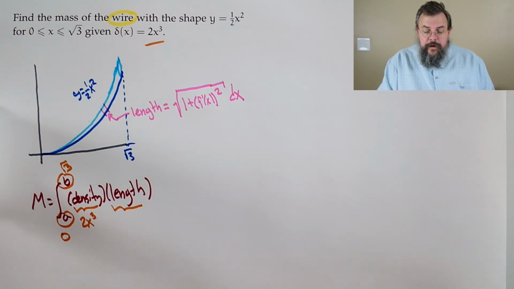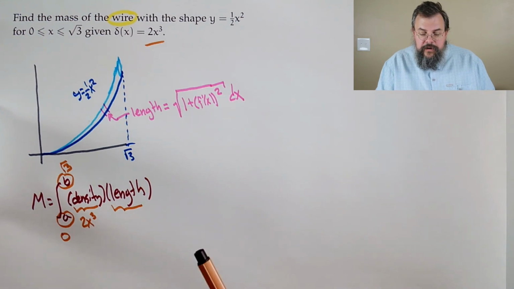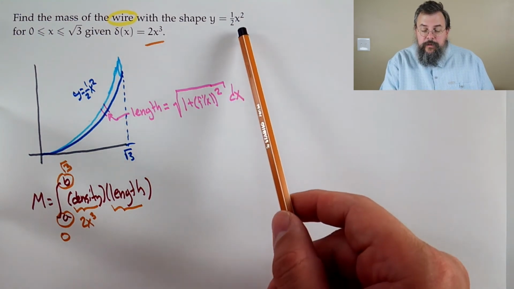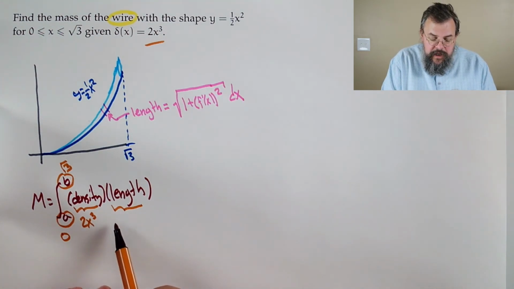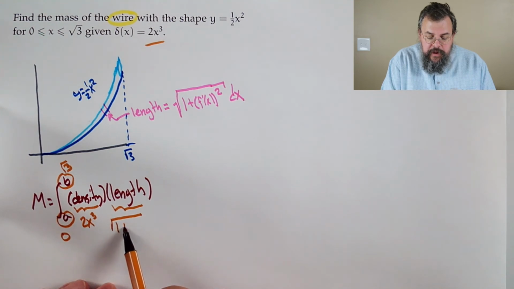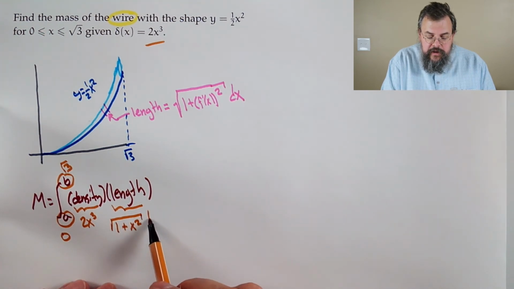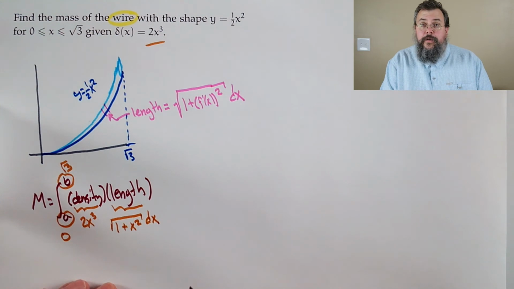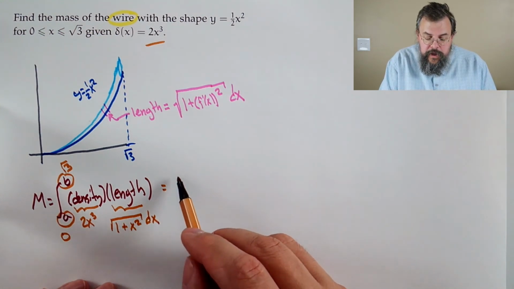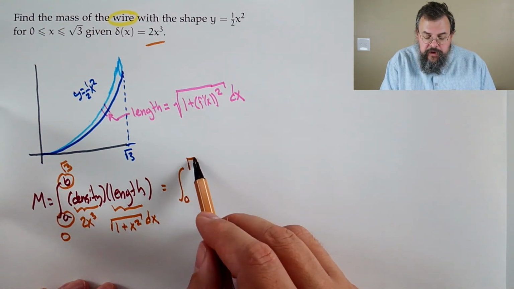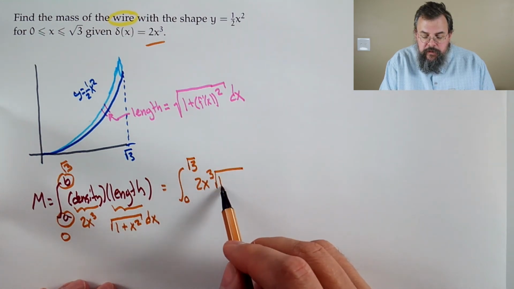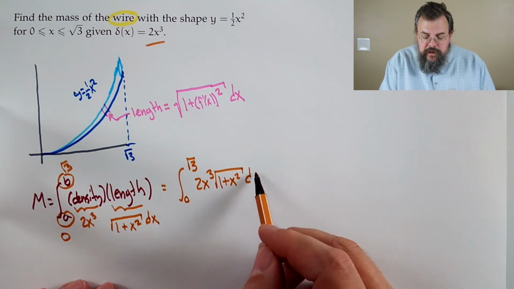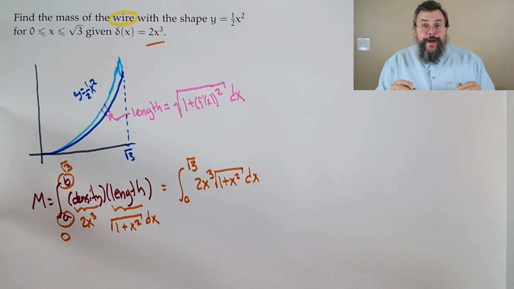So for us, all right, what's our derivative? Well, the derivative of a half x squared, that's our f of x, is x. So this would become square root of 1 plus x squared dx. And now we have all our pieces. We get the integral from 0 to square root of 3 of 2x cubed times the square root of 1 plus x squared dx. All right, we can begin the fun. And it will be some fun.